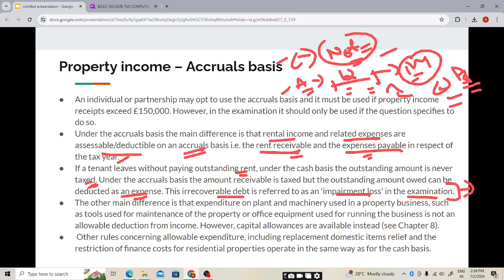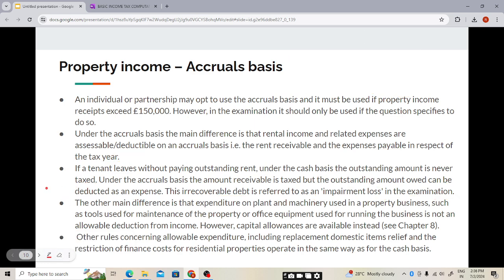In your examination question, they'll mention that you have an impairment loss. Impairment loss means you need to reduce the outstanding amount that is going to be taxed. So, clear with this point? This point is very important, as we have done this in our previous question.